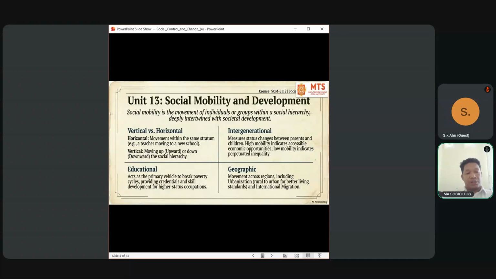Intergenerational social mobility. Here I will take the example of Ralph Linton's status rule. When you talk about vertical mobility, for example, a rickshaw driver educating his son or daughter, and the son or daughter becomes an IAS officer or an official holder, then it is more or less what? Vertical, towards upward mobility.